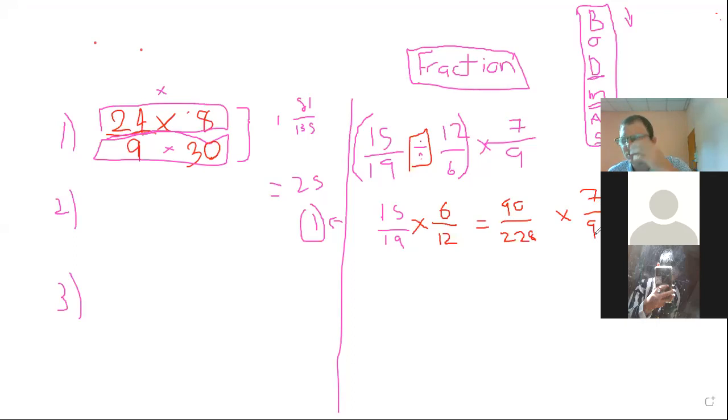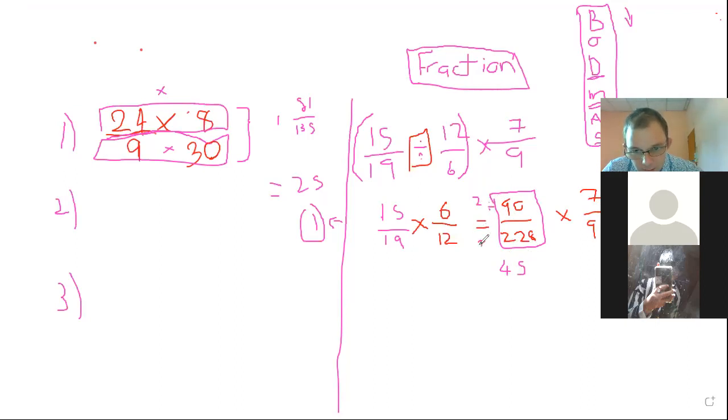90 times 7. 228 times 9. Ooh, it's big numbers. Let's first make this one a little bit smaller. Oh, time is running short. Let's first make this one smaller. How will we make it smaller? Let's divide by 2 to start with. So we divide by 2.